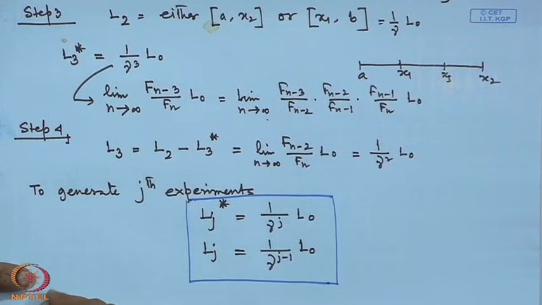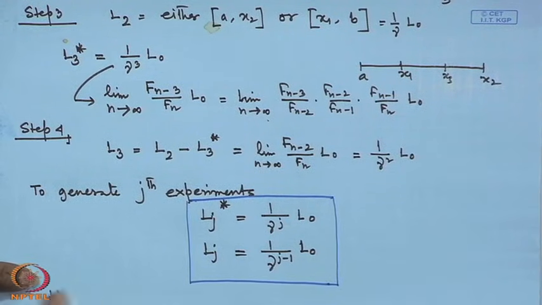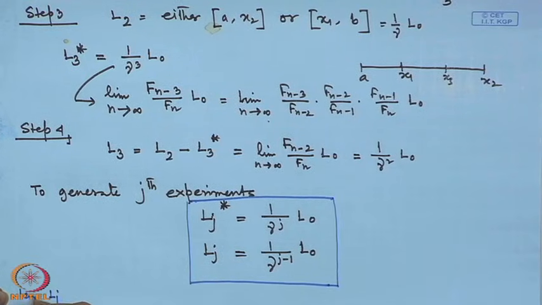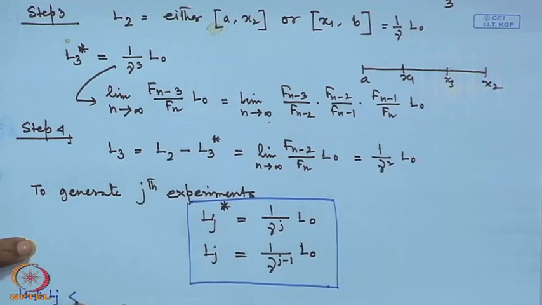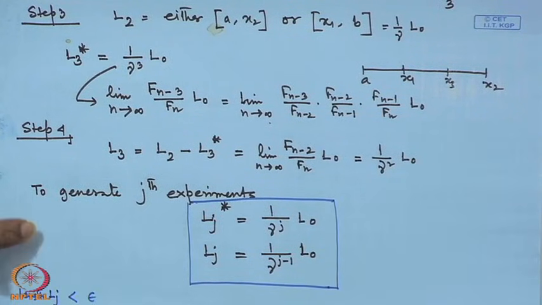We will just see the length of the final interval of uncertainty up to the jth experiment. If the length Lj is lesser than a very small positive value epsilon, then we will stop the iteration process and declare that Lj as the final interval of uncertainty. And certainly the middle point of the final interval of uncertainty would be the optimal solution of the problem. That is the whole process.